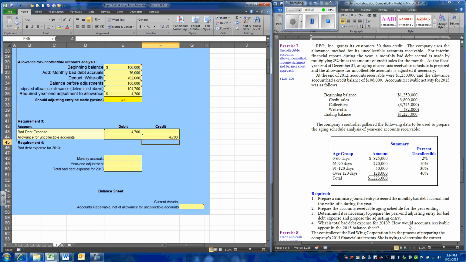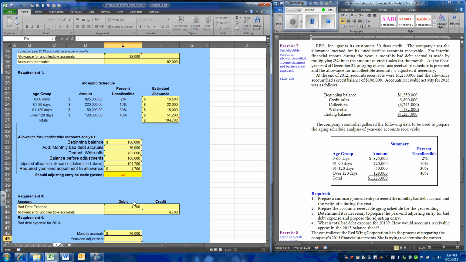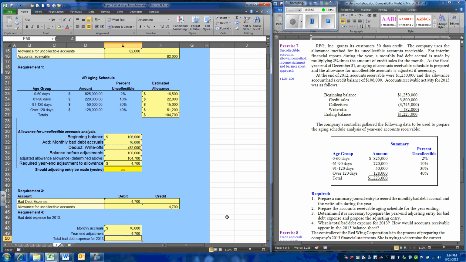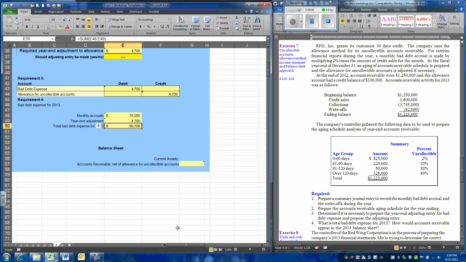The last piece deals with our presentation on the financial statements. The total bad debt expense for the year is going to be our monthly accruals plus our adjustment, two debits to the bad debt expense. And on our income statement, we're going to report bad debt expense of 80,700.